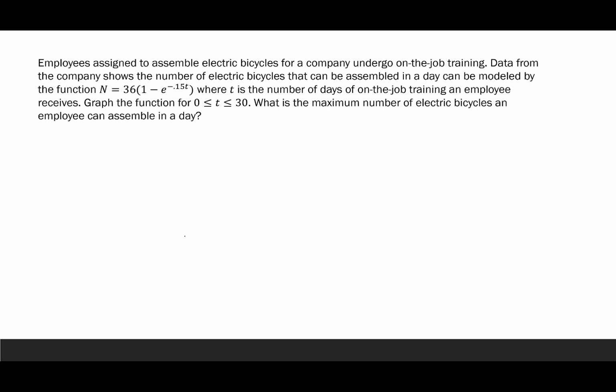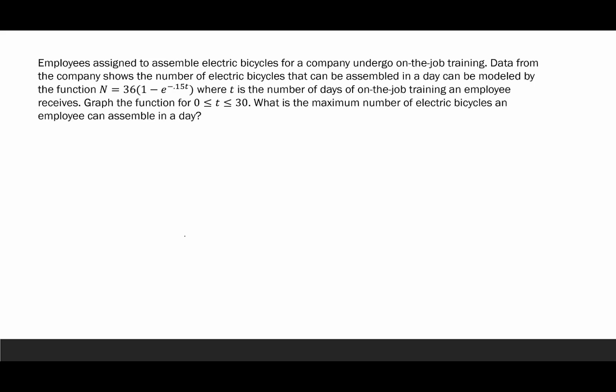Employees assigned to assemble electric bicycles for a company undergo on-the-job training. Data from the company shows the number of electric bicycles that can be assembled in a day can be modeled by the function n equals 36 times 1 minus e to the negative 0.15t, where t is the number of days of on-the-job training an employee receives. We're going to graph this function over the interval, starting at 0 and stopping at 30, and then we're going to find out the maximum number of electric bicycles an employee can assemble in a day.